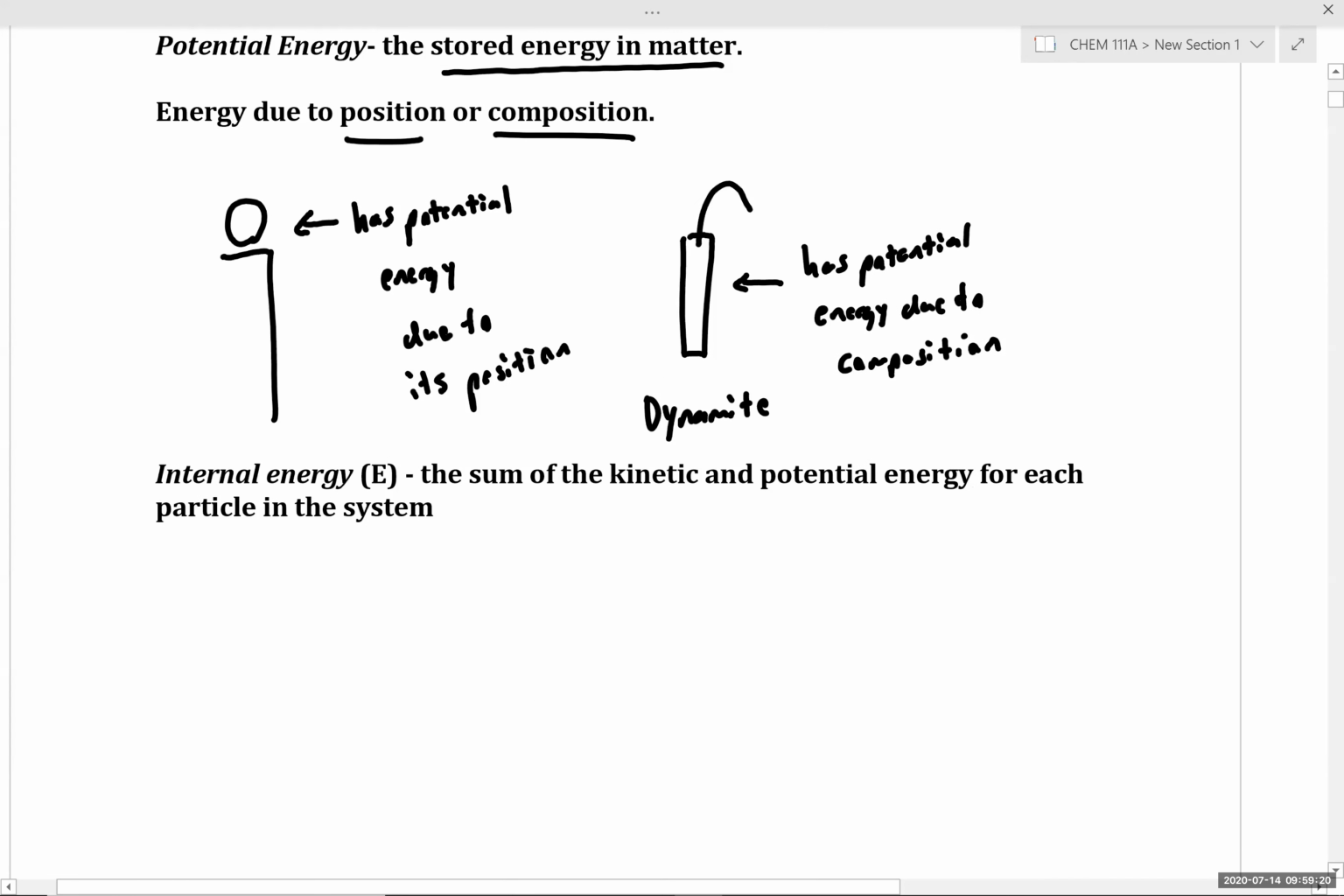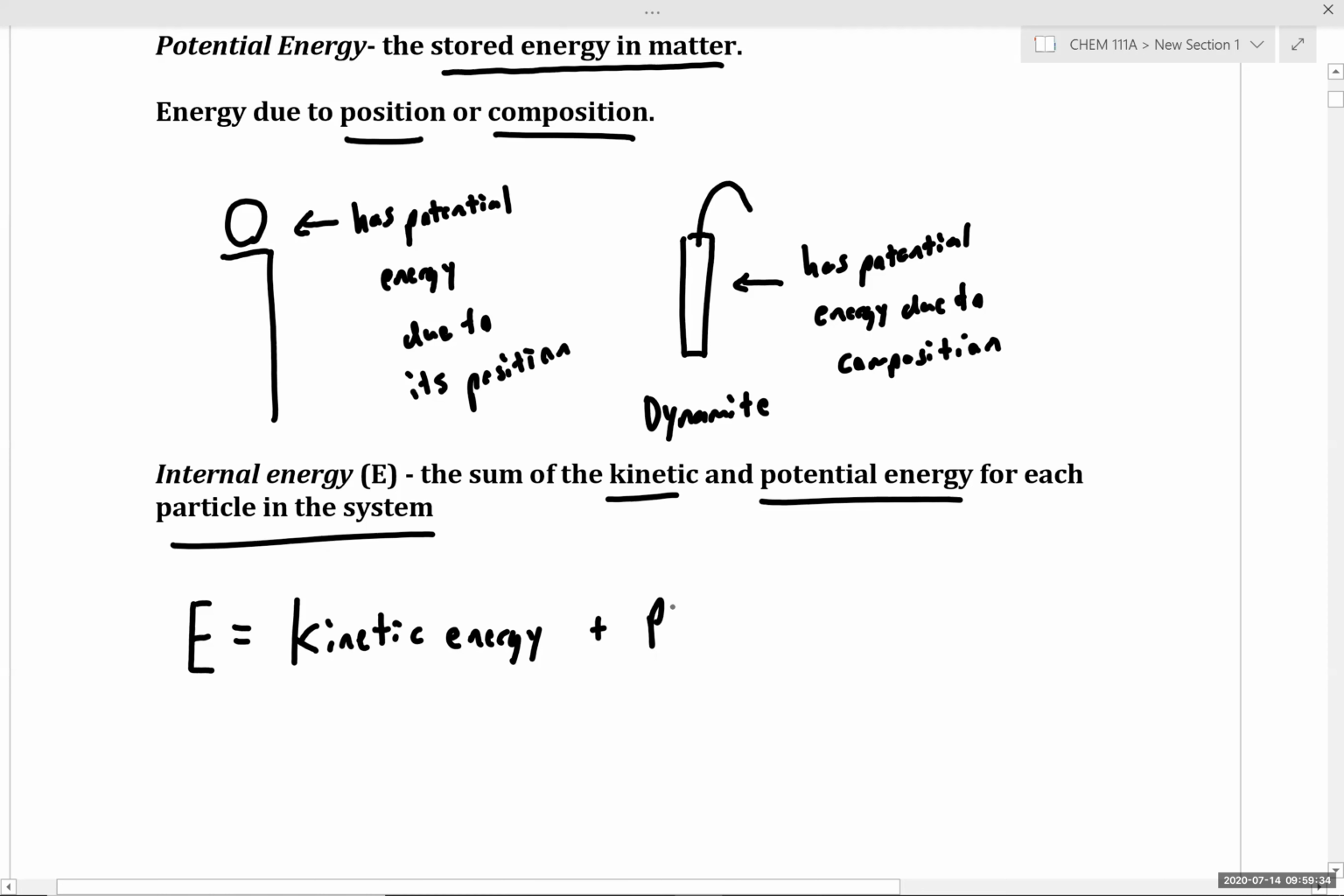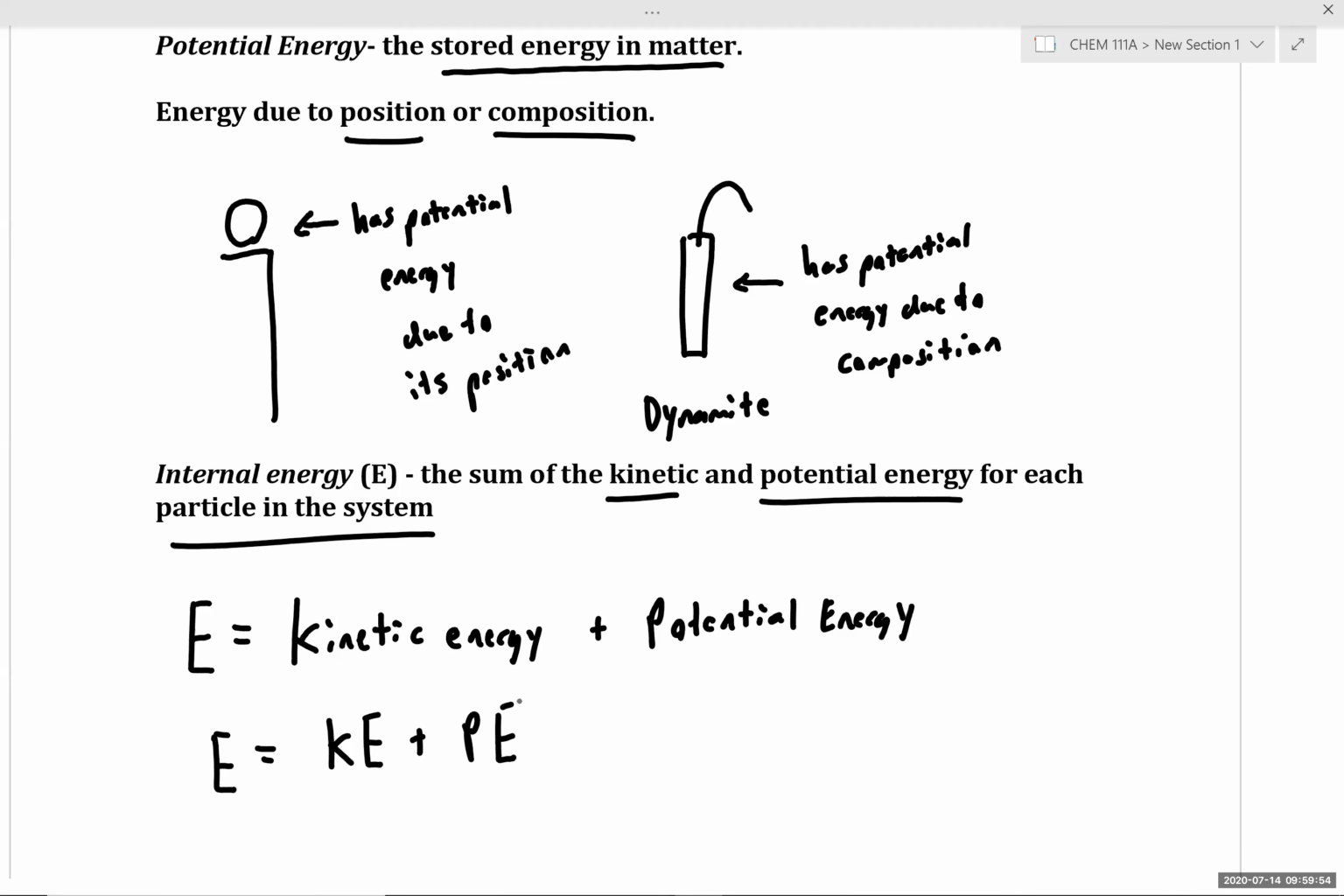Now, internal energy is the sum of the kinetic and potential energy for each particle in a system. So E is equal to kinetic energy plus potential energy, which we can write as E = KE + PE, for kinetic energy plus potential energy. Okay, so we're slowly talking about the different types of energy at play. And now let's talk in detail about each of these types of energy, kinetic and potential.